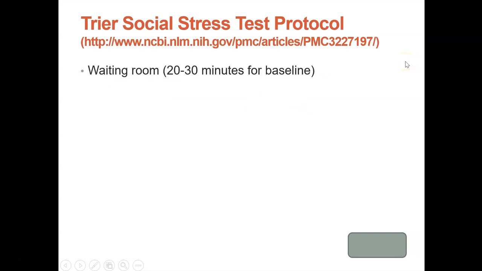First of all, the participant goes into the waiting room and they wait for 20 to 30 minutes to get baseline measures. In these tests, they are often looking at physiological responses. They might be looking at hormone levels. They might be looking at heart rate and blood pressure, but they are given a chance to get used to the waiting room, relax, get things set up with whatever equipment, and they wait 20 to 30 minutes so they can get some baseline measurements.